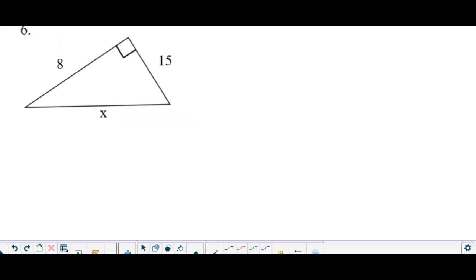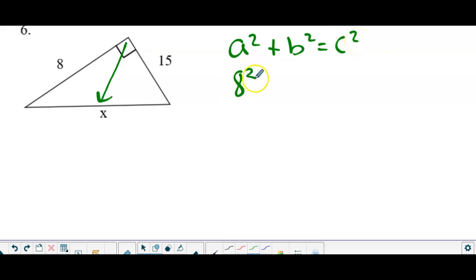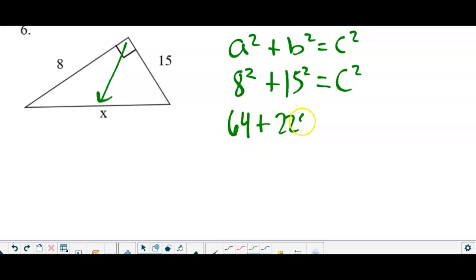We're going to do number 6. So number 6, what don't we know? This is a leg, this is a leg, this is a hypotenuse. Why is that a hypotenuse? Draw your arrow out of your right angle. This is your hypotenuse. So I've got a squared plus b squared equals c squared. What's my a? It's 8 squared plus b is 15 squared equals c squared. I don't know what my c is. Okay, that's my x. So let's do the math. 64 plus 225 equals c squared. Going down, 289 equals c squared.